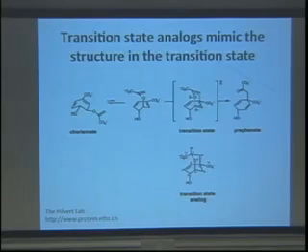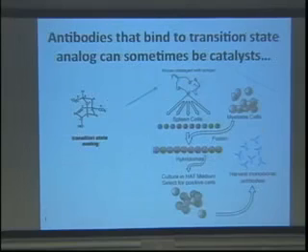And then how do you use this to generate an antibody? You can take these kinds of analogs, and in this example, this is a small molecule. It turns out that the immune system doesn't really recognize a small molecule like that very well. So what you have to do is couple it to a larger molecule, which we call a hapten, that allows you to then immunize an animal like a mouse.